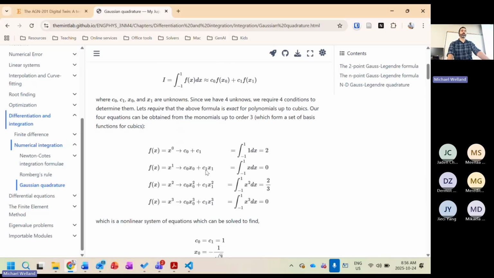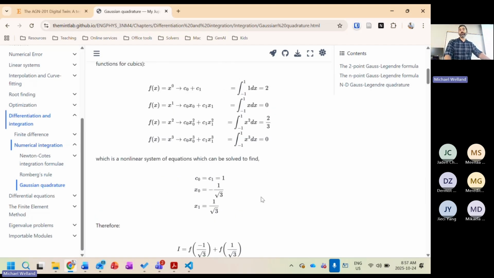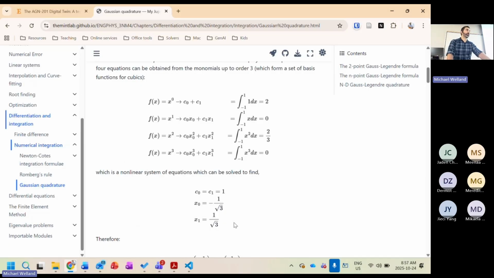What you have: C0 plus C1 is equal to 2. C0 x0 plus C1 x1 is equal to 0. C0 x0 squared plus C1 x1 squared is equal to 2/3. Yada, yada, yada. It is a nonlinear root finding problem, which you can actually solve exactly in all cases. When you do, this becomes your solution. C0 is 1, C1 is 1, x0 is -1 over root 3, and x1 is the opposite sign. These are called your Gauss points.